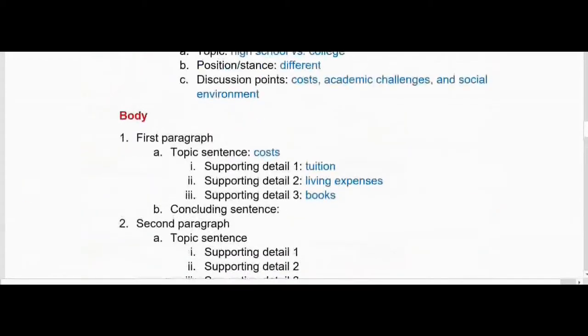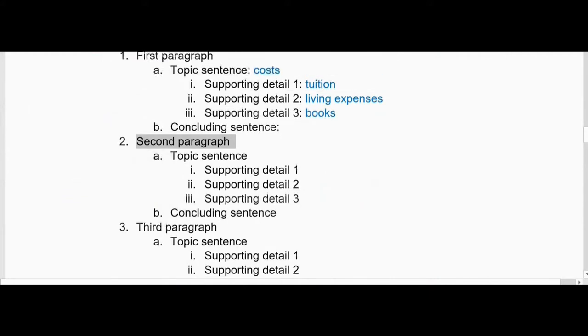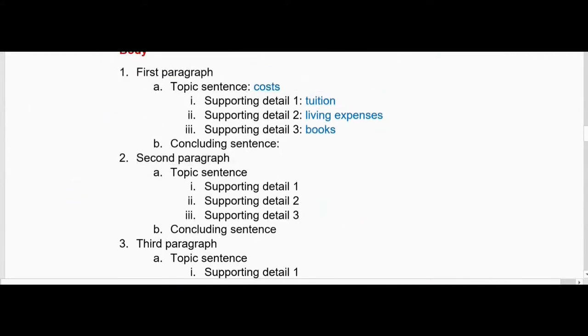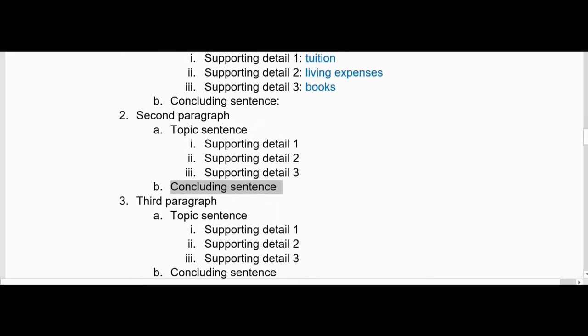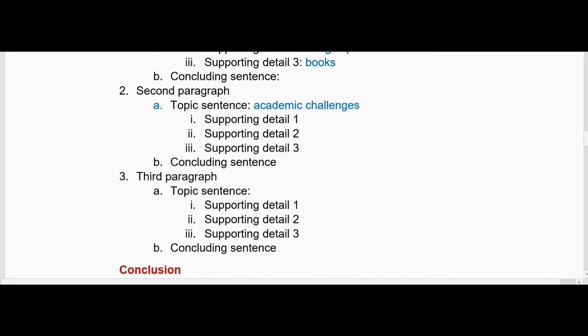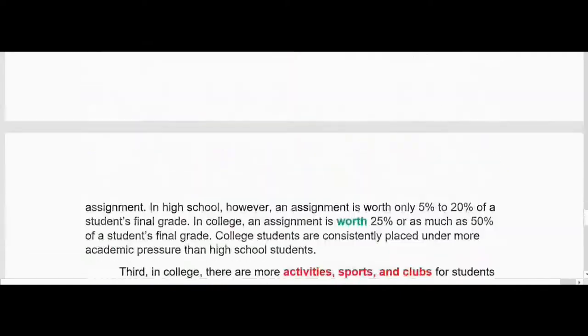And now, the structure of the second body paragraph follows the same pattern. You have topic sentence, supporting details, and concluding sentence. And then you finish your second body paragraph, which is about academic challenges, right? And then you move to the third body paragraph. And again, you need here your topic sentence, and in this case, it's gonna be about social environment. All right, and then you have again your three supporting details, and then the concluding sentence. So let's take a look at the third one.